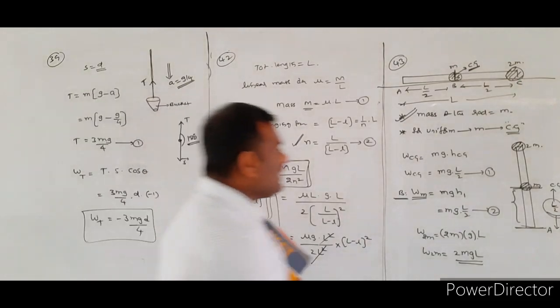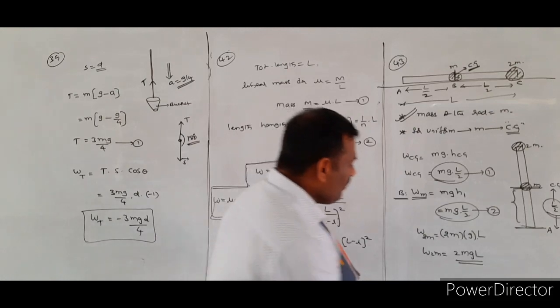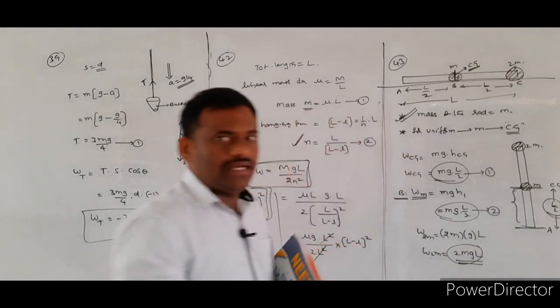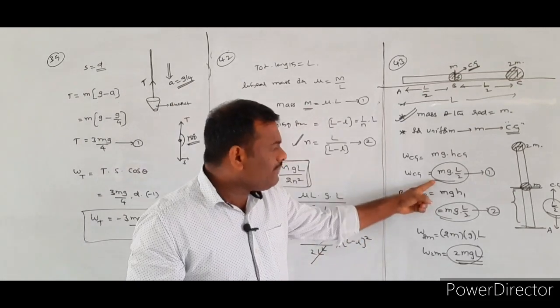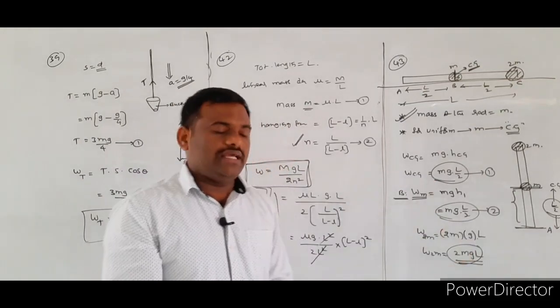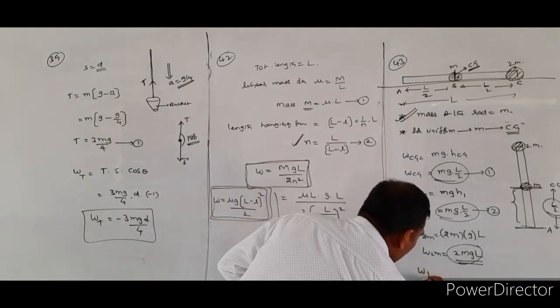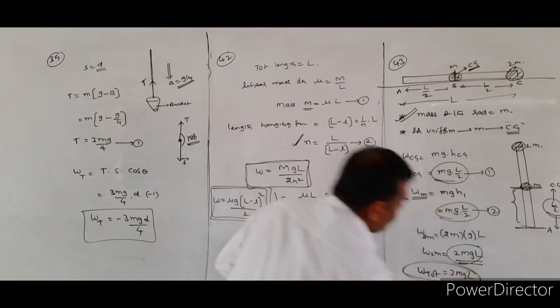Therefore, the work done for the mass 2m is 2mgl. For the center of gravity, mgl by 2. For the mass m, mgl by 2. For the mass 2m, 2mgl. Now, add all the work done: mgl by 2 plus mgl by 2 gives mgl, plus 2mgl gives 3mgl. Therefore, the total work done is 3mgl.